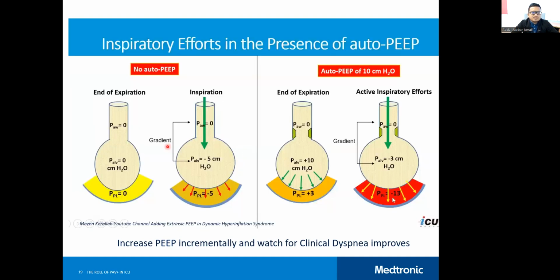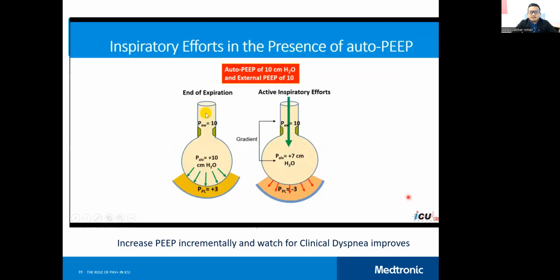Okay, so if you look at these figures, when the patient has no auto PEEP, the airway pressure is 0 here, the alveolar pressure is 0, and the plateau pressure is 0. This is at the end of expiration. And when the patient inspires, the patient exerts a pleural pressure of -5 that will distend the alveoli, creating a negative pressure of -5. And inspiration occurs because there is a pressure gradient that will cause flow of air into the lung. So if you have auto PEEP, at the end of expiration the airway pressure is 0 and the alveolar pressure is 10. When the patient tries to breathe in, there will be a very high effort to overcome this +10 inside the alveoli to generate negative pressure inside the alveoli. Okay, so auto PEEP of 10 and external PEEP of 10.